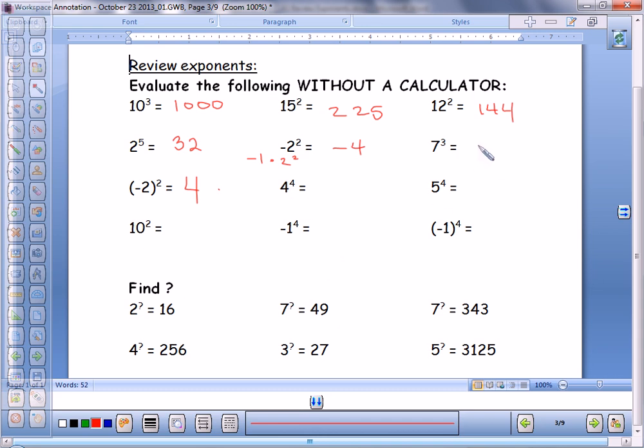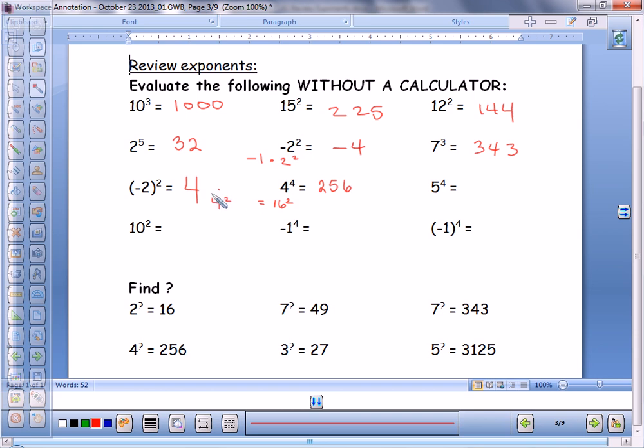All right, 7 to the 3rd was on your summer packet. 343. I got that. Okay, 4 to the 4th was not on your summer packet, but it is 256. Bam. And let me show you a different way to think of this. This is like 16 squared. 4 to the 4th is just like 16 squared. Now why is that? Because isn't 16 4 to the 2nd?